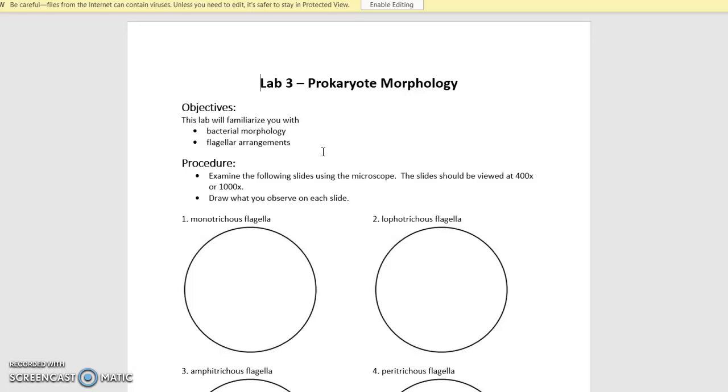In this lab, we will explore the morphology, or the different shapes and structures that we can find on our prokaryotes, which will be bacteria. And the way that we're going to accomplish the completion of this lab is using several websites that have very good micrographs or microscopic images of the different structures that we're going to observe.